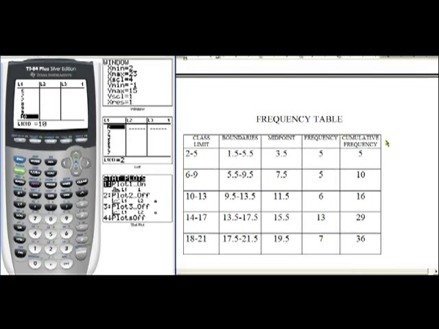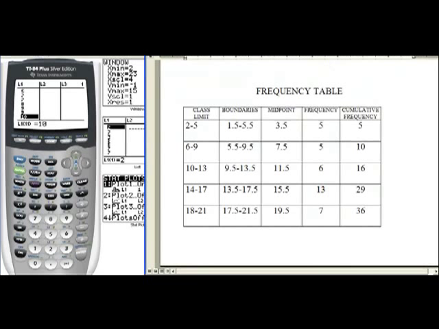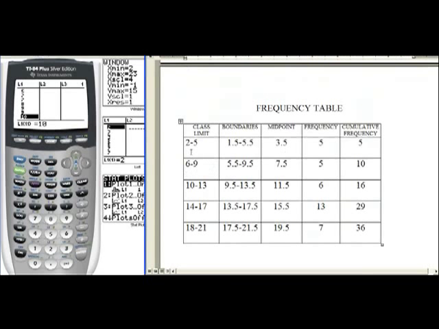You may want to add, if you want, relative frequencies to the right of cumulative frequencies, and you can use those different values to generate different types of graphs. Now let's assume that I want to generate a histogram. Let's go back to my frequency table, and my histogram is going to have 1, 2, 3, 4, 5 classes, and you can plot the boundaries on the x-axis and the frequencies on the y-axis.